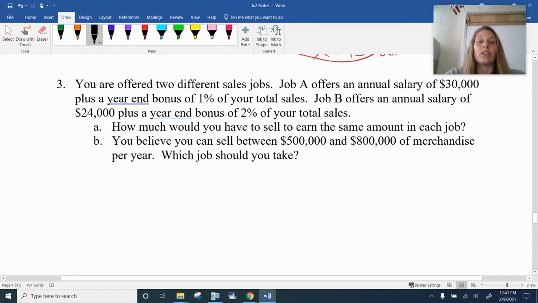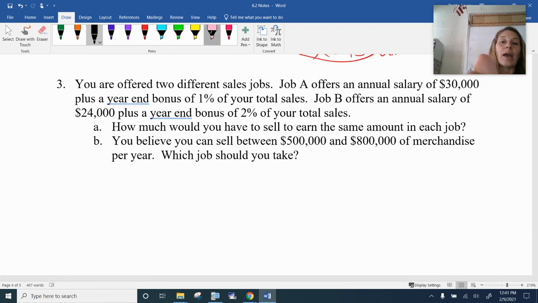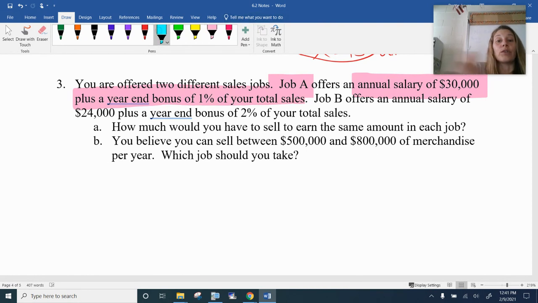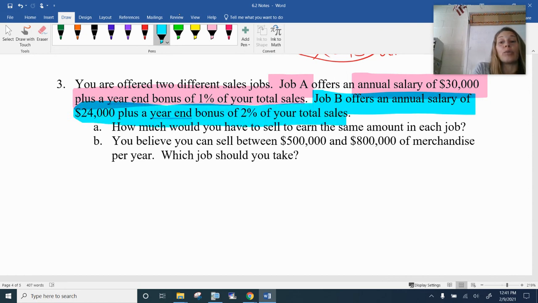Now, what about choosing a job? Hopefully, everyone's going to have to choose a job at some point. Here we have job A, which is going to offer you an annual salary of $30,000 a year, plus a bonus of 1% of your sales. Job B is an annual salary of $24,000 plus a 2% bonus of your sales. On first glance, most people are like, "Why would I pick the lesser job, the $24,000? Obviously, I want to pick the 30, right?"